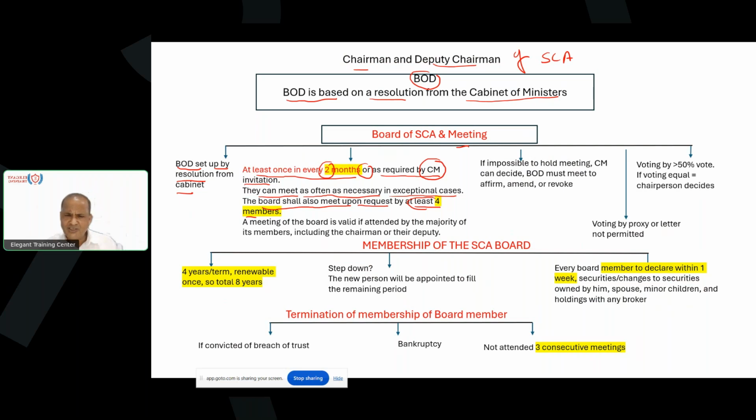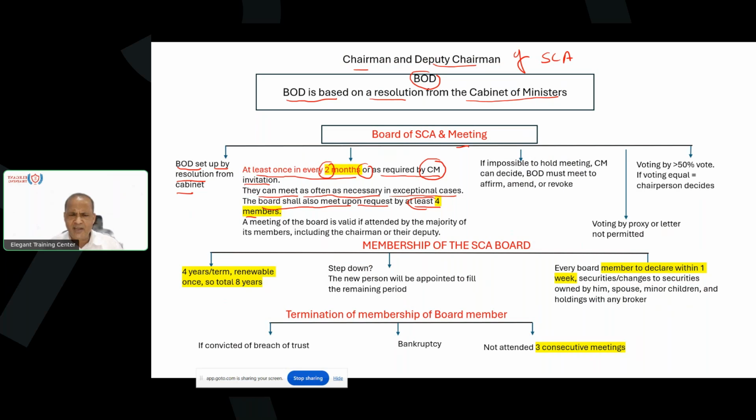So from this, we have got 4 points. Number 1, meeting at least once in 2 months. Number 2, chairman can call for the meeting. Number 3, minimum 4 members also can call for the meeting. Number 4, in exceptional cases, a meeting also can be held. Clear?